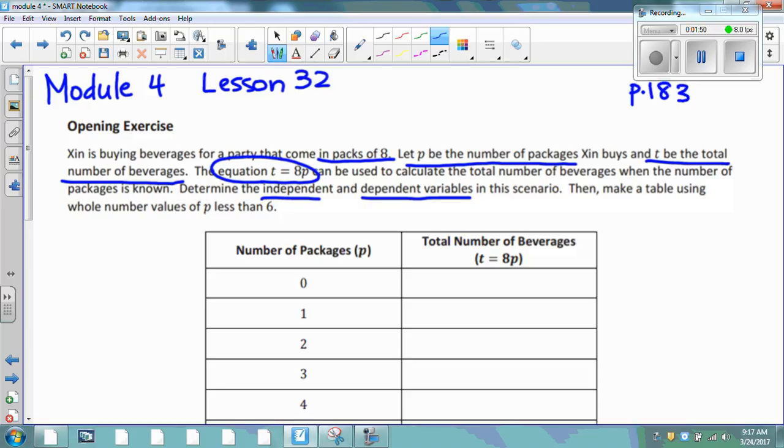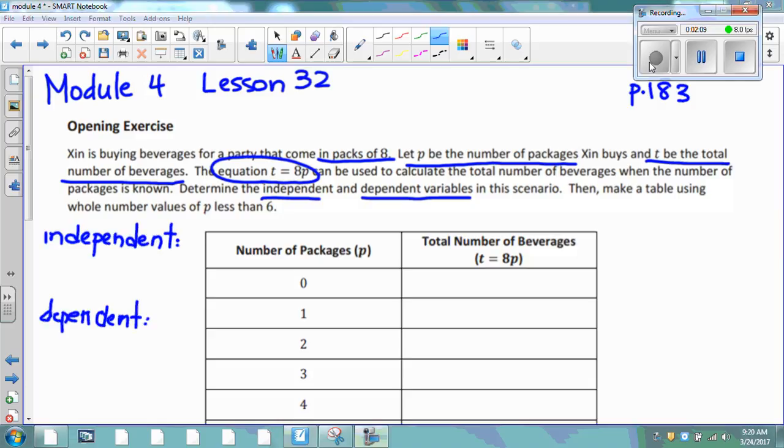So the independent value has an influence. Remember, it affects the dependent. So what is the independent variable and what is the dependent variable? Take a look at that and think about it. Okay, so now that you've had time to talk in your tables, who can tell us what the independent variable is?